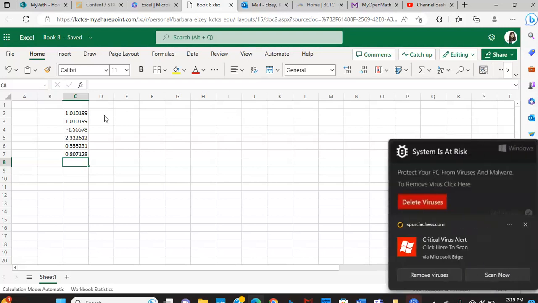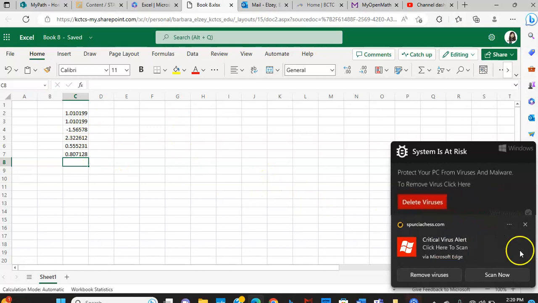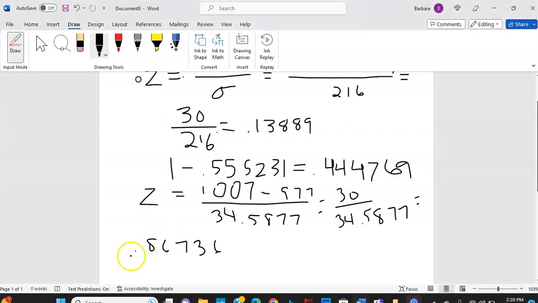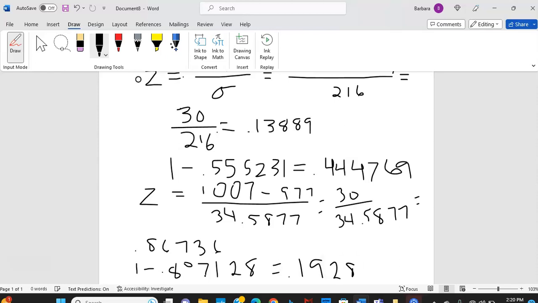Now that's the probability that we get less than 1007. And so let's get greater than by subtracting from 1. So I will now subtract 1 minus 0.807128. Okay, so let's see what that is. 1 minus 0.807128, and we get that our actual probability is 0.192872. And hopefully that will help with that problem.